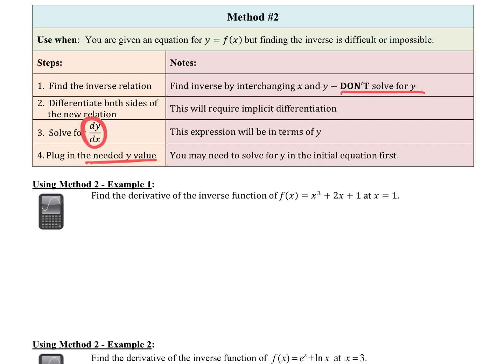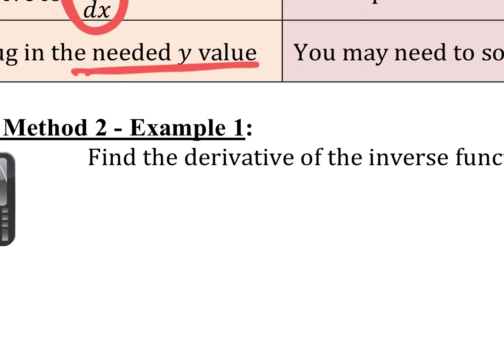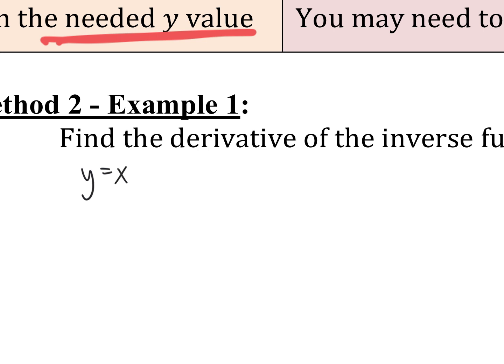So this example 1, I've got a function, f of x equals x cubed plus 2x plus 1 at x equals 1, okay? So that means my original function is just y equals all of that stuff. So I've got y equals x cubed plus 2x plus 1. If I want to find my inverse, I'm just going to switch the x's and the y's. So x equals y cubed plus 2y plus 1. Okay. Can I solve this for y? No, because there's 2 terms that have y in it, so if I factored it out, it would not work out.